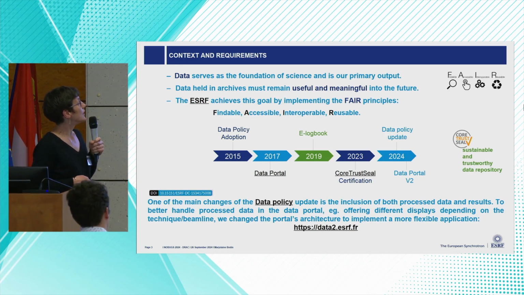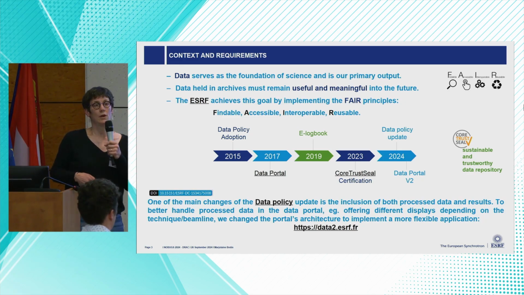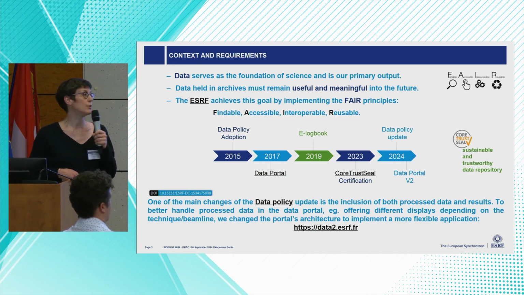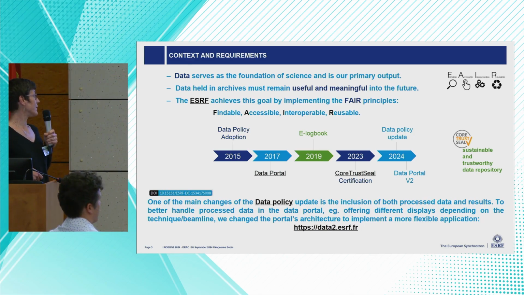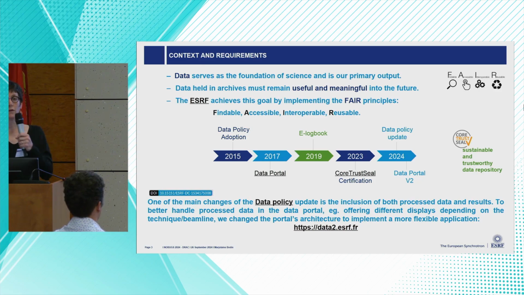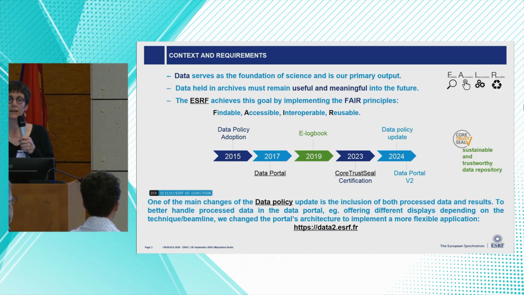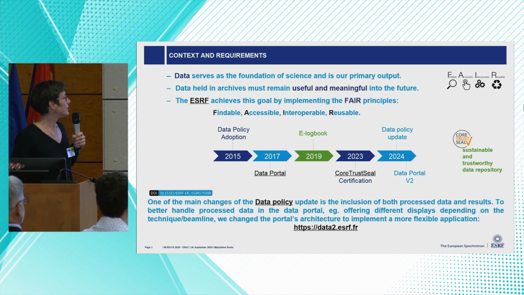Earlier this year, we updated our data policy, and we are about to launch a new version of our data portal. So one of the key changes of our updated data policy is the inclusion of process data. To better manage them within the portal, like offering a tailored display based on beamline or on technique, we changed the portal architecture to implement a more flexible and scalable application that we call Data Portal 2.